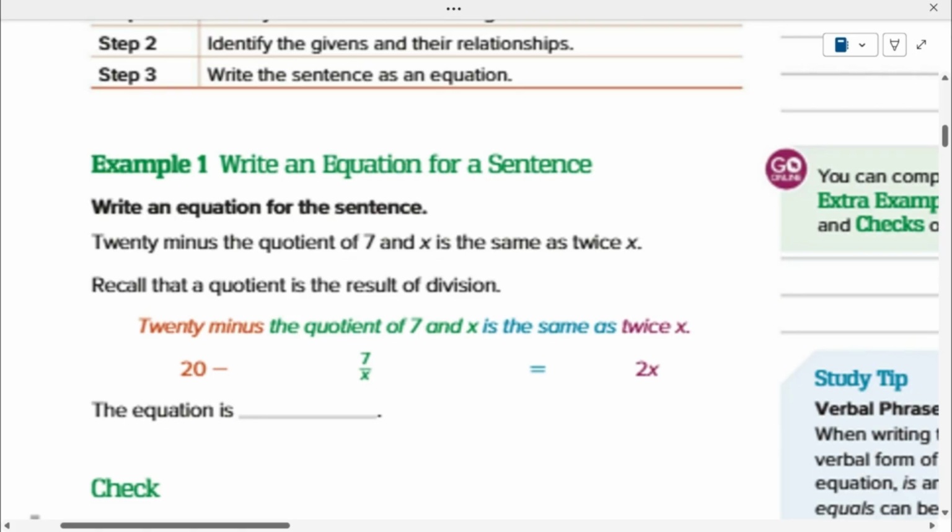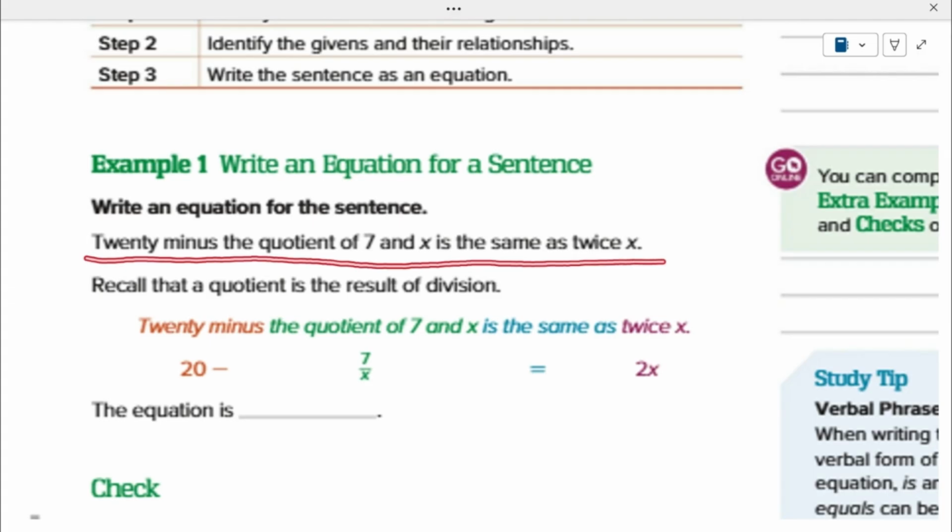So they give us this sentence, 20 minus the quotient of 7 and x is the same as twice x. That is our sentence. In your textbook, they like to use color to separate all of the operations and the numbers and the letters. I usually like to underline and circle. So that's what I'm going to do on the sentence here.